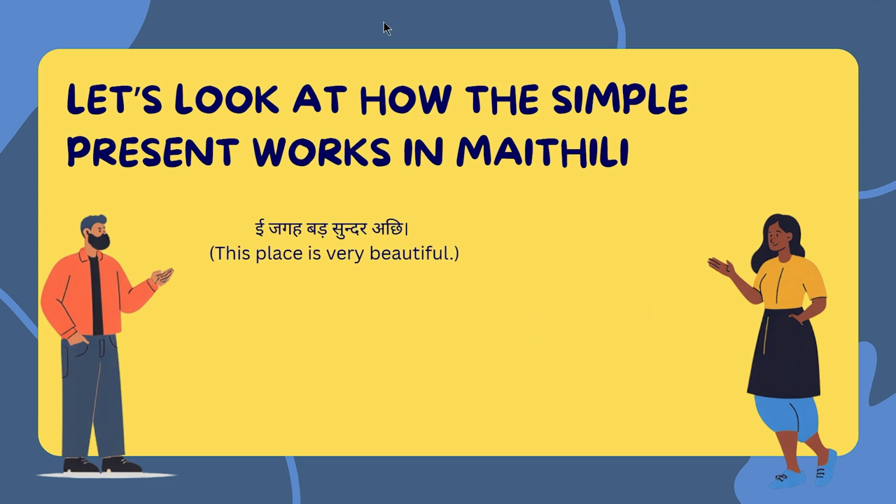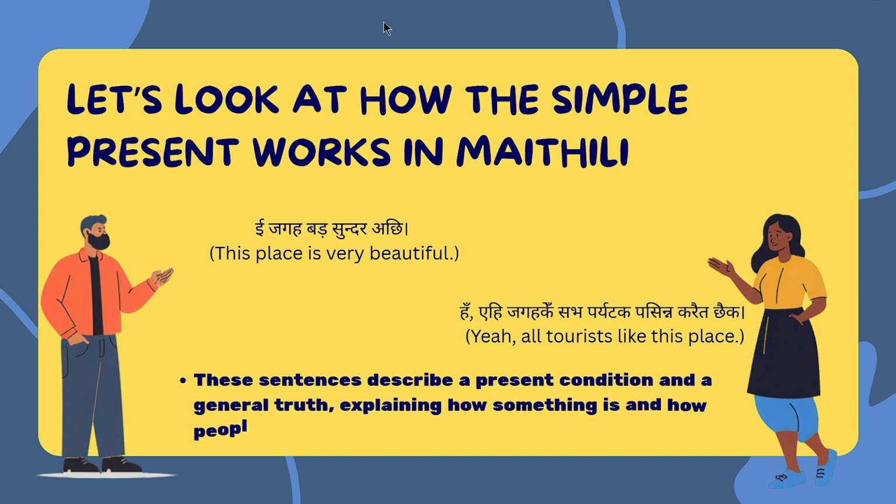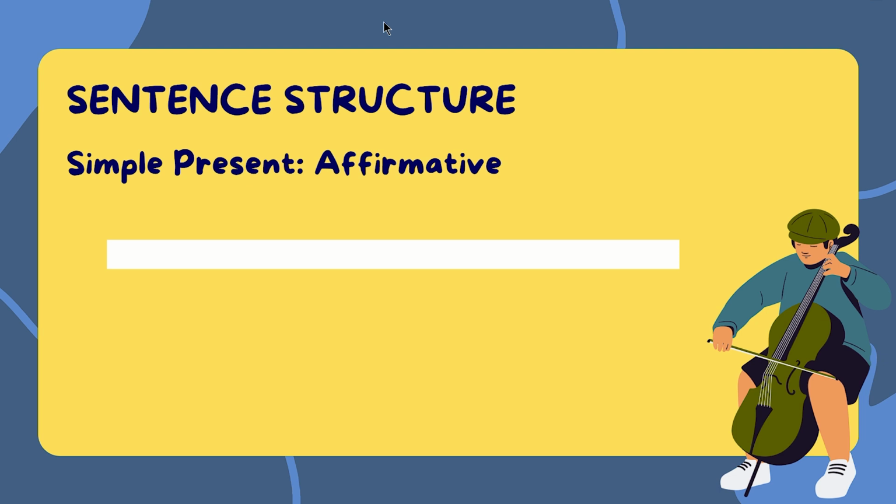ई जगह बड़ सुंदर अछि. This place is very beautiful. हाँ, एहि जगह के सब पर्यटक पसंद करैत छै. Yeah, all tourists like this place. These sentences again describe a present condition and a general truth, explaining how something is and how people usually respond to it. So now let's look at the structure.